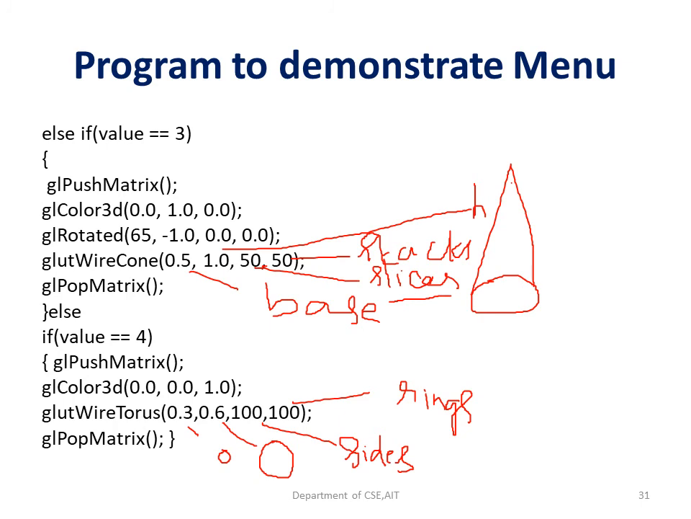So the first parameter is the inner radius, the second is the outer radius, then we have the number of sides and the number of rings. That means if the sides are more, it will look like a circle. If the sides are fewer, it will look like a hexagon or a pentagon shape. So if you increase the number of sides, it will become like a circle.